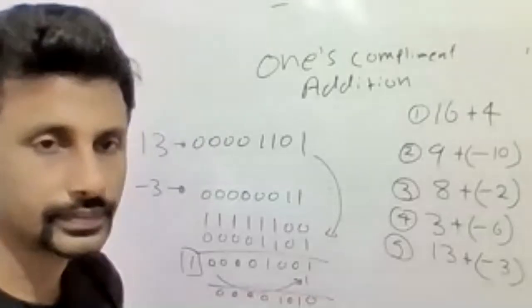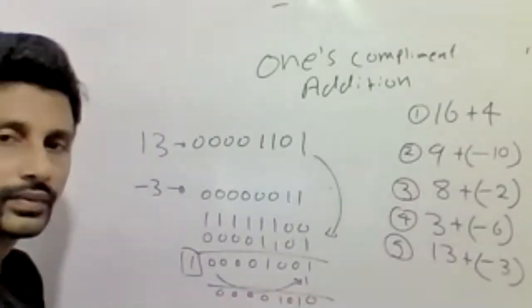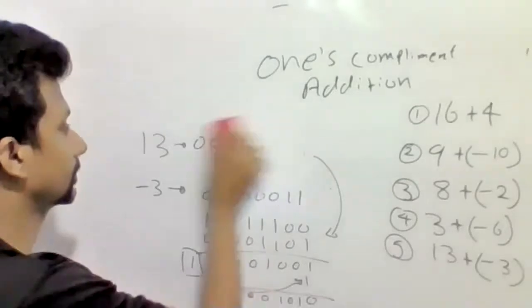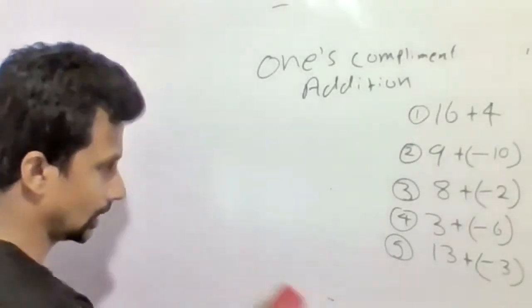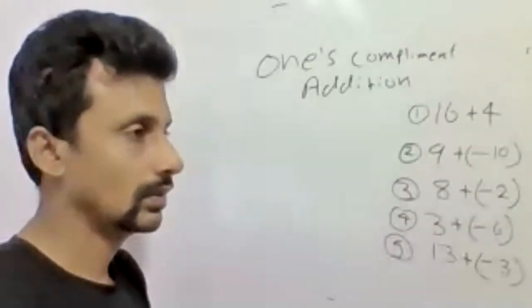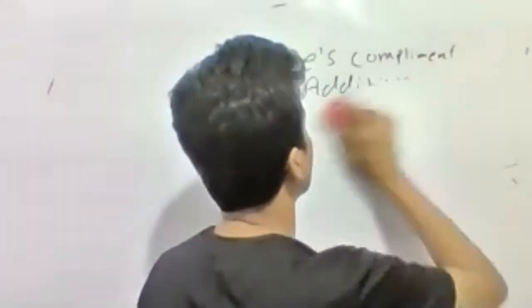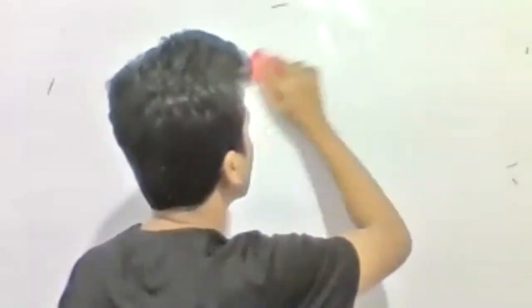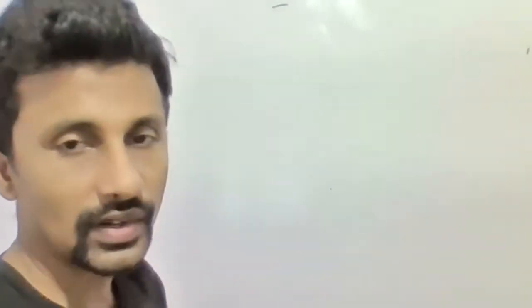Then write down the topic: convert one's complement values to decimal values.